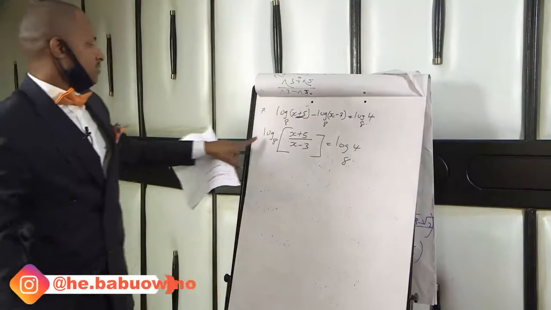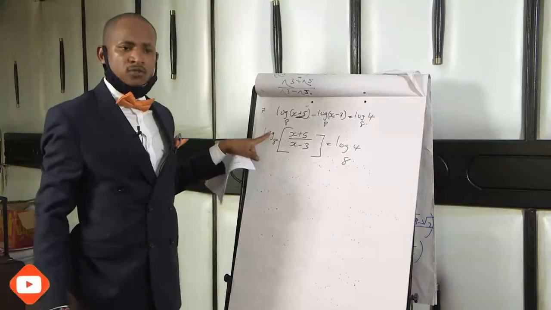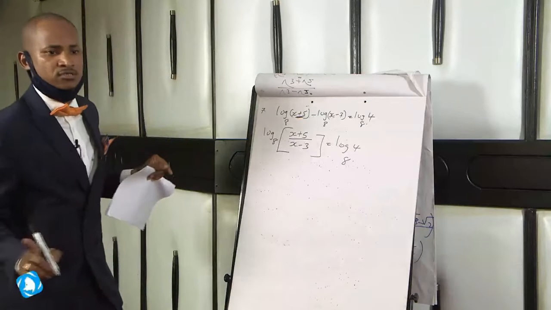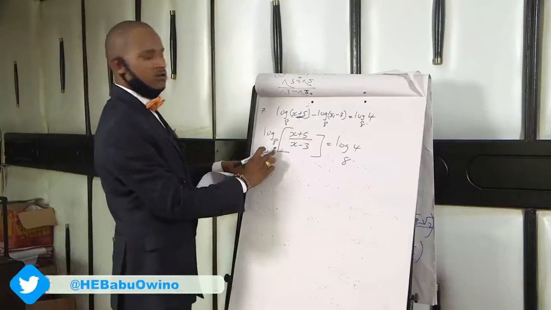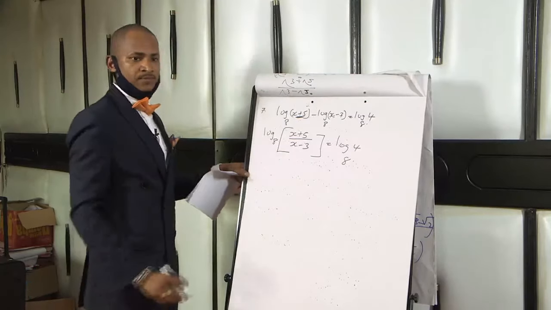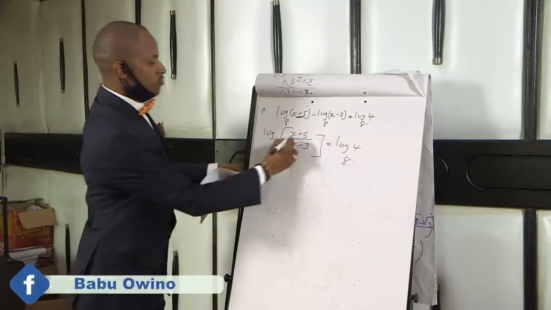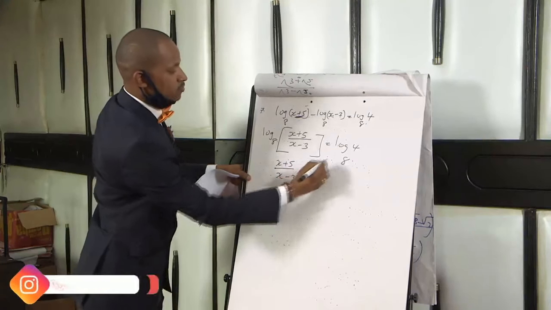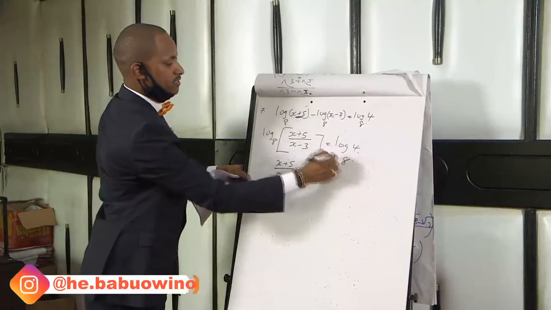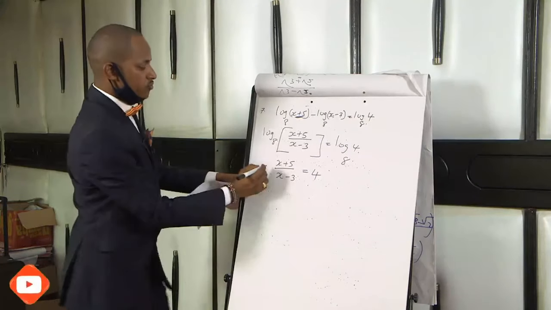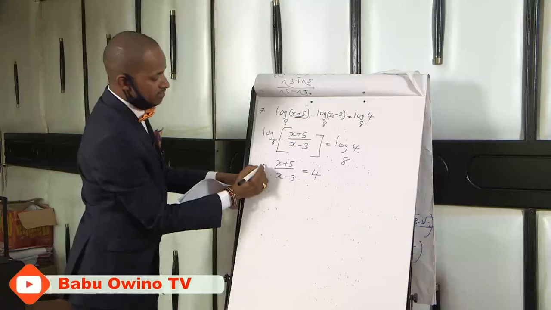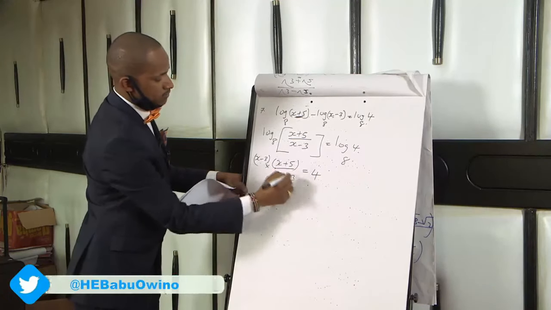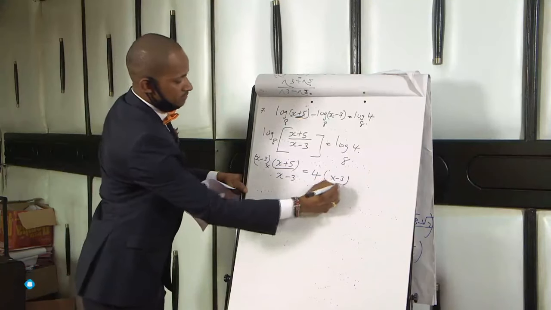Then in mathematics, automatically the logs to the same bases will drop. Don't cancel them. Mathematically, if you cancel, it is not correct. So you don't say you divide by log to base 8. You just drop them. When you drop them, you remain with x plus 5 divided by x minus 3 equals 4, because these are the same. Therefore, you cross multiply both sides by x minus 3.